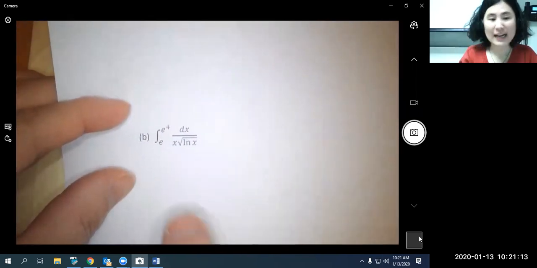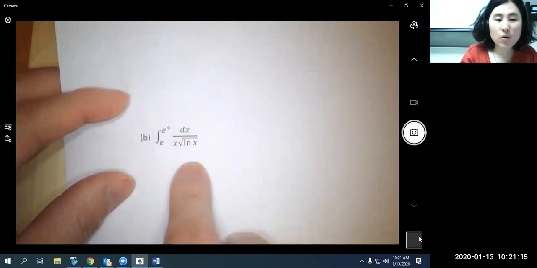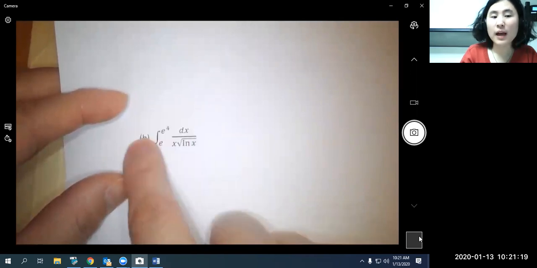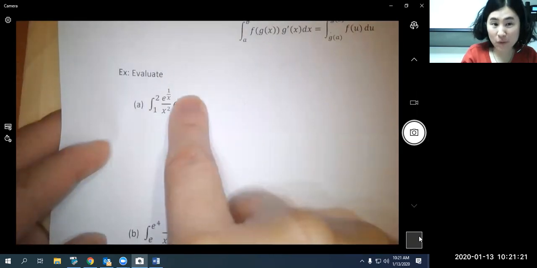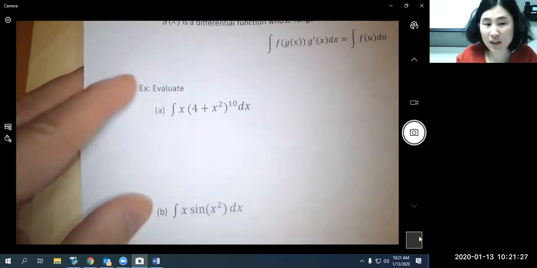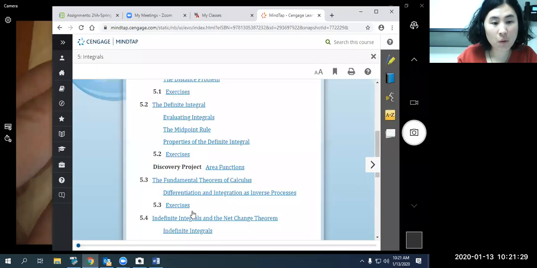Is this integral definite or indefinite? Definite, okay? If an integral involves what? Limits, lower limits, upper limits, it is called a definite integral. And the integrals with no limits, they're called what? Indefinite integrals. So we learned these before.